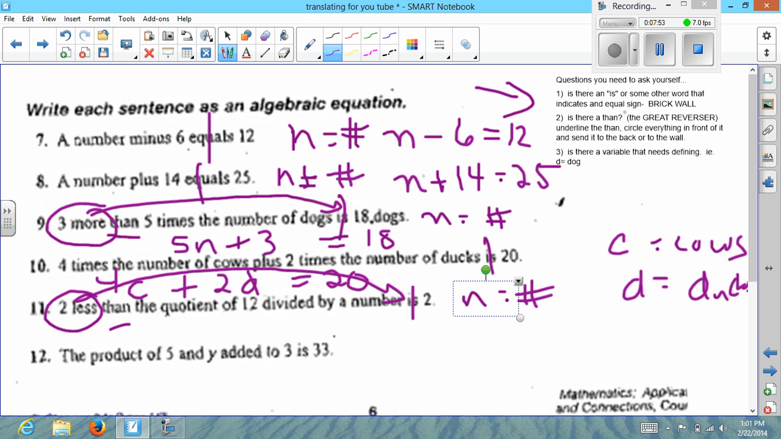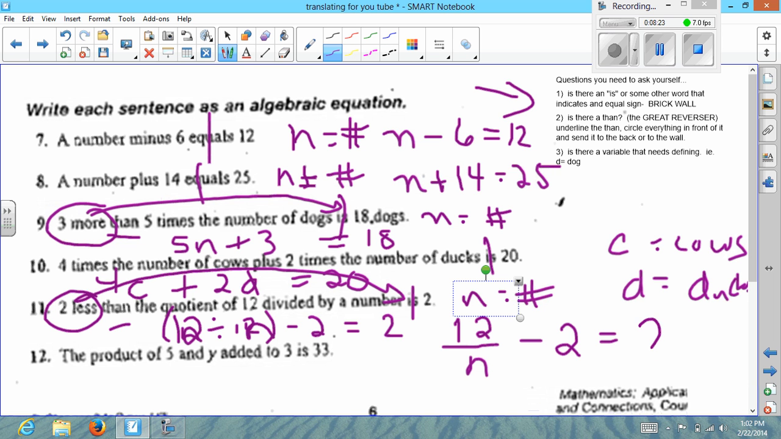The quotient of 12 divided by a number is 2, or 2 less than that. So the quotient of a number, so I could do n divided by 12 minus 2 equals 2. Or I could do, or wait, should it be 12 divided by a number? So it should be 12 divided by n. Or I could do 12 divided by a number minus 2 equals 2.